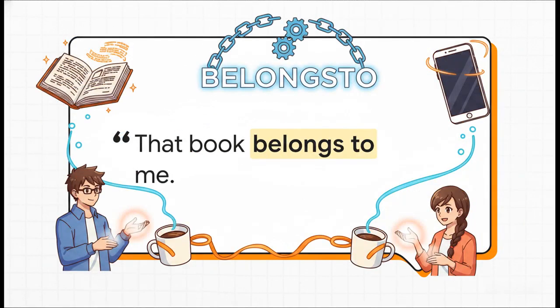Let's do one more in our loyal partnership workout. That book belongs to me. Belong and to. Link them together so tightly they sound like one single word. Belongs to. This is a fantastic one to practice, mostly because it comes up all the time in daily conversation. Like, whose coffee is this? It belongs to me. Who does this phone belong to? It's a completely loyal relationship.